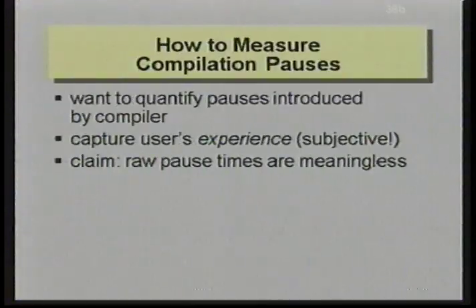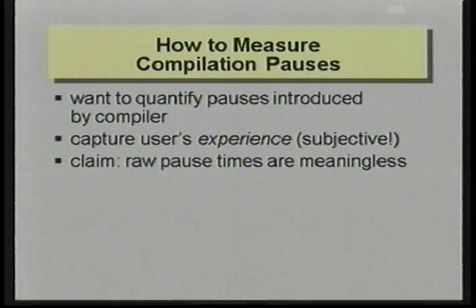Let's go back to the original picture and look at the responsiveness. What we wanted to do is combine responsiveness and efficiency. And so we need to have a way of evaluating the responsiveness of our system and measure the compile pauses that it introduces. Now, how do you measure a compile pause? What we really want to do is capture the user's experience. That is, what kind of pauses does the user see that are caused by the compiler?